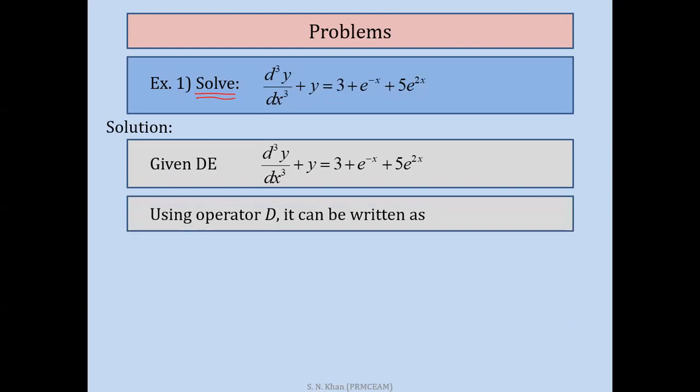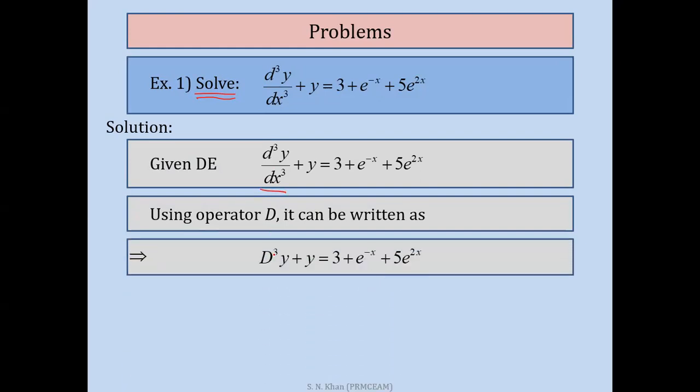So it can be written as first term d3y by dx cube, it will become capital D cube y. Remaining plus y as it is, and that inside complete it is as it is. Now from left hand side we can take variable y common.